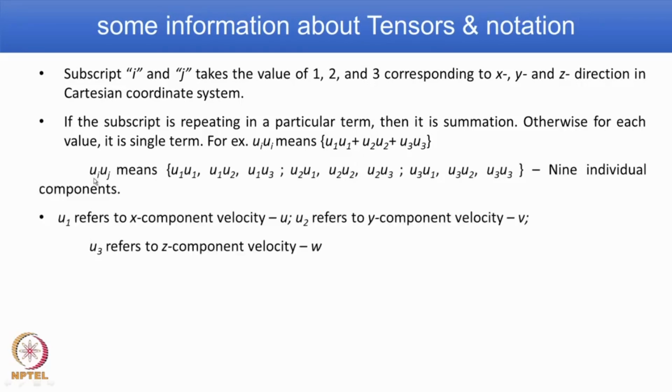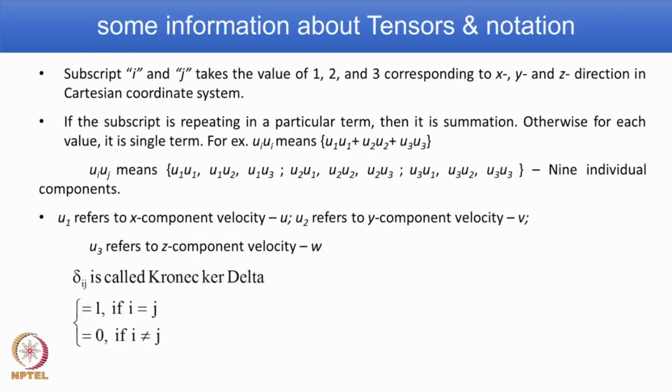If you have a term u_i u_j where the subscripts are not repeating, then for every value of i and j you get a new term. For every value of i, 1, 2, 3, we have every value of j, so you get 9 terms in total, and all the 9 terms are listed here as u1u1, u1u2, u1u3, similarly, the last term u3u3. u1 is used for the x component of velocity, u2 is used for the y component of velocity v, and u3 is used for the z component of velocity w.